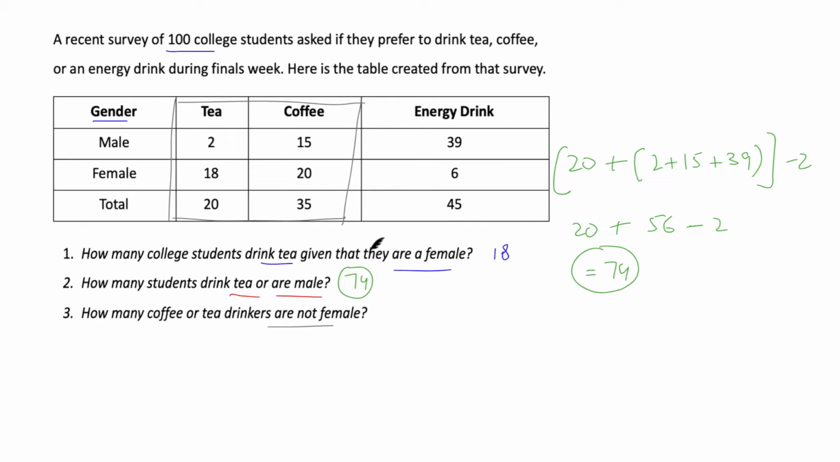So let's look at each part. Let's highlight the coffee and tea columns. We have already done that. Now let's highlight the male row. Why male row? Because the question asks for drinkers that are not female. So if they are not female, they have to be male. Very simple. So males who drink tea are 2 and males who drink coffee are 15. That's our answer. So 2 plus 15 equals 17. There are 17 males that drink coffee or tea.